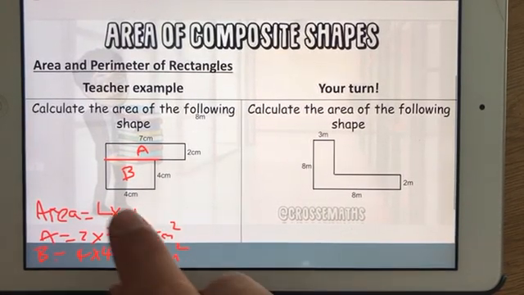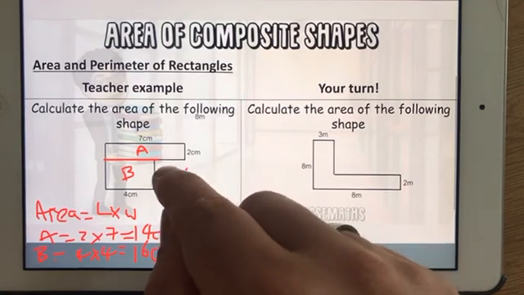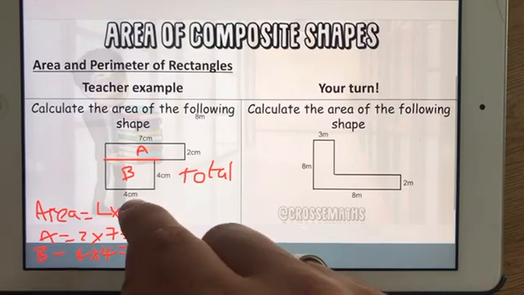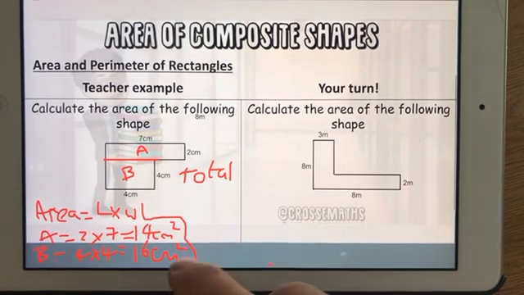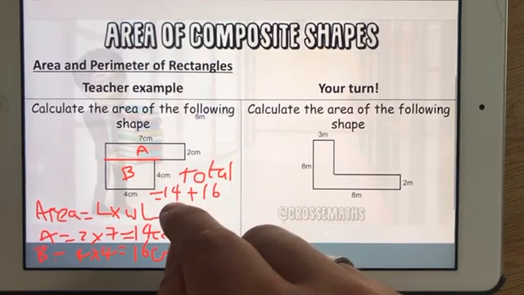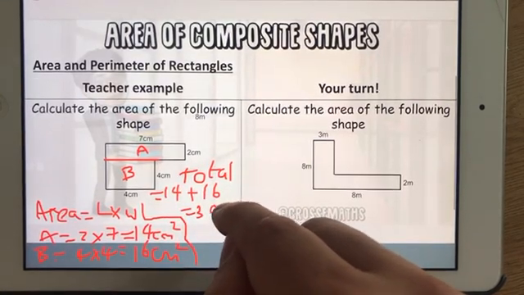Once you've worked out both, they want the area of the whole thing. So the total is 14 plus 16 that I just worked out. My total is 30 centimeters squared.